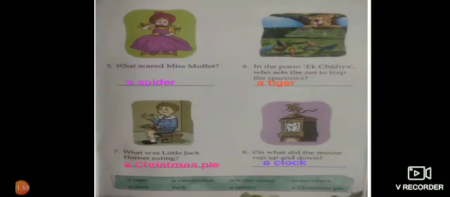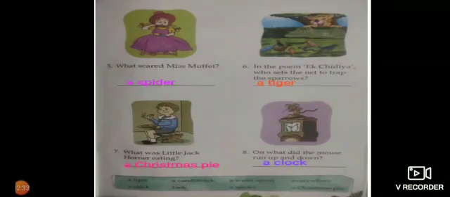Fifth one is taken from the poem Miss Muffet. What scared Miss Muffet? The answer is, a spider scared Miss Muffet. Sixth one has been taken from the Hindi poem Ek Chidiya. In the poem Ek Chidiya, who sets the net to trap the sparrows? So, in the picture it is very clearly shown it was a tiger who sets the net to trap sparrows.